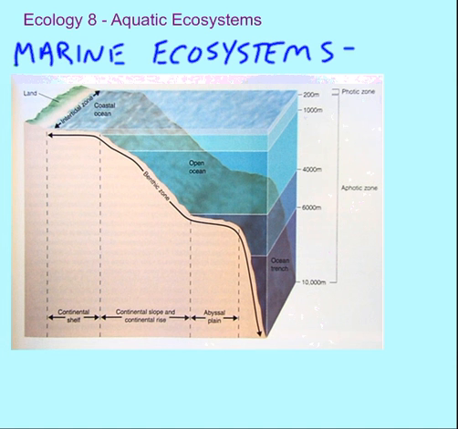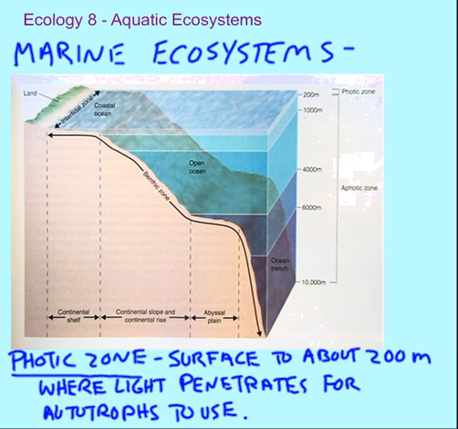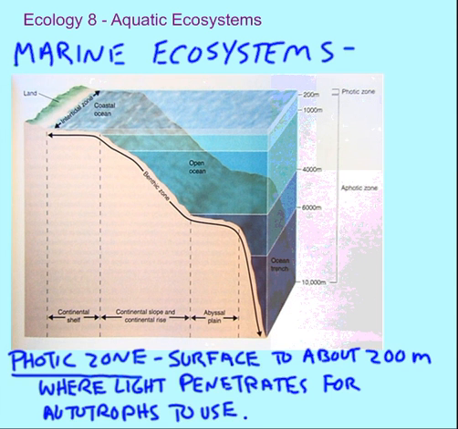Marine ecosystems are the ecosystems found in the open ocean. Marine biologists divide the marine ecosystems into different zones. There's the photic zone and aphotic zone, which are shown here and here in the diagram. Photosynthesis is limited to the well-lit upper layer known as the photic zone.